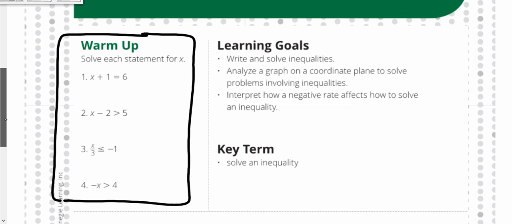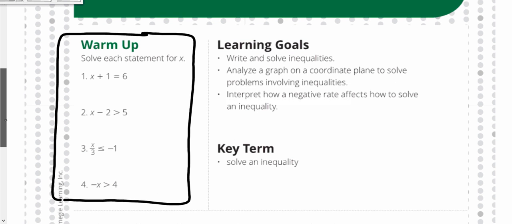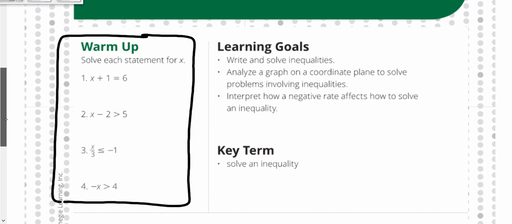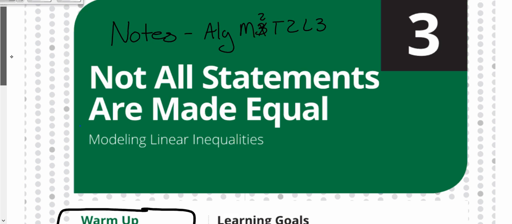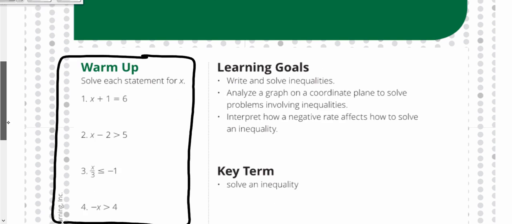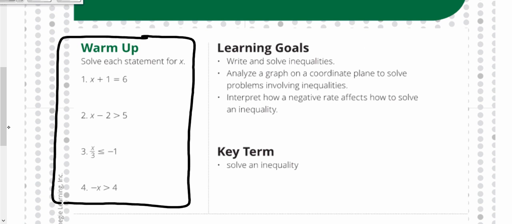So go ahead and try numbers 1 through 4. If you get stuck, go ahead. It's been a summer, so just give it your best try. So again, these are notes for Algebra, Module 2, Topic 2, Lesson 3. And I want you working on the warm-up. So I'll give you about a minute, minute and a half.